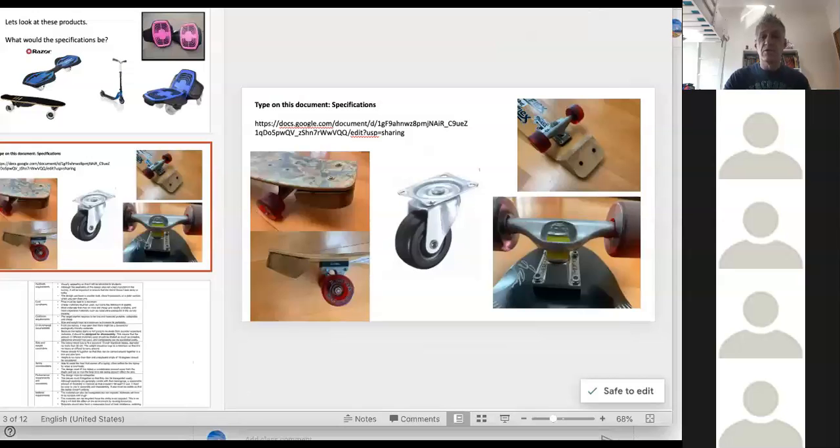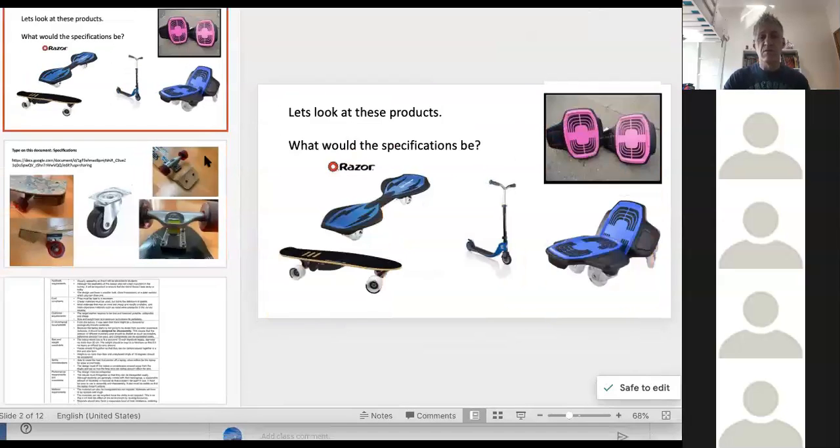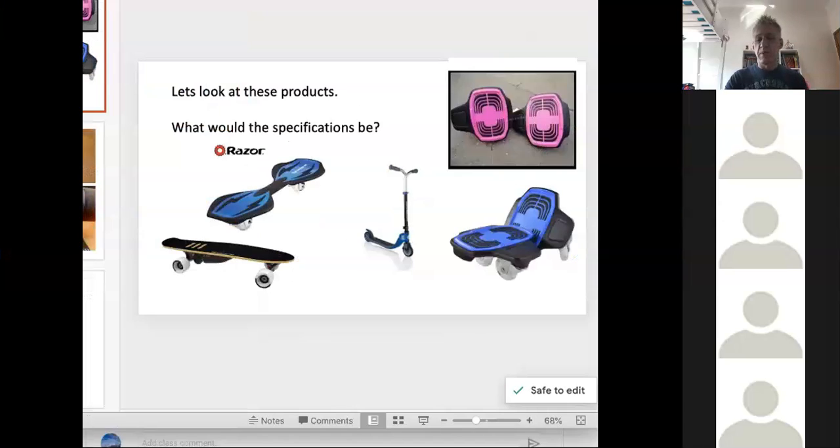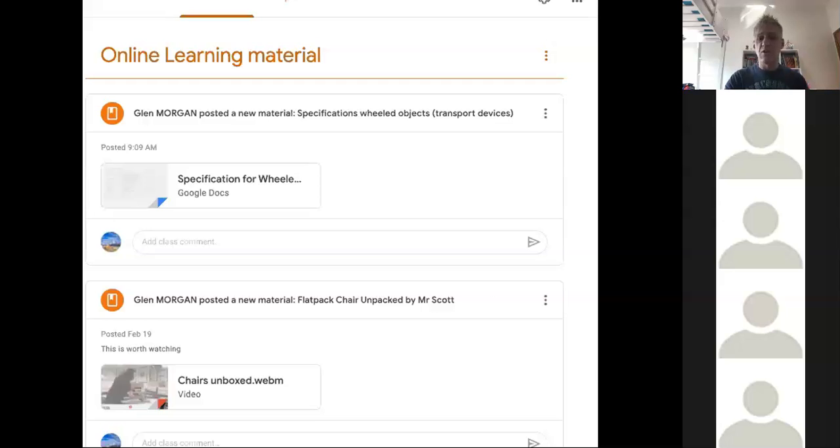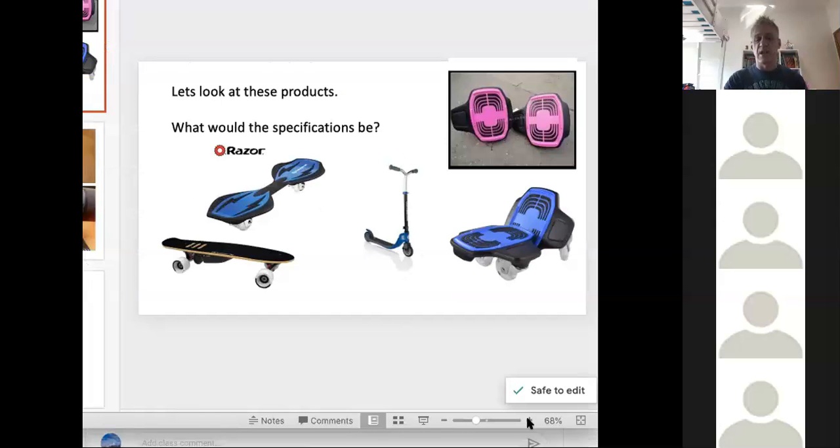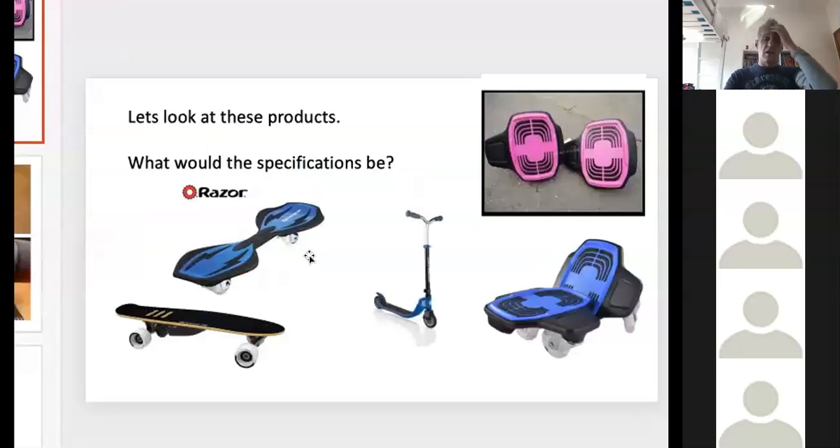All right, what I want to do now is talk about specifications and get you guys sorted out a little bit and understanding specifications. I think you probably already do understand specifications well, but just in case, let's spend some time on it. On the screen, I've got four types of wheeled objects. Wheeled transport objects, wheeled toys, wheeled things, if you like.